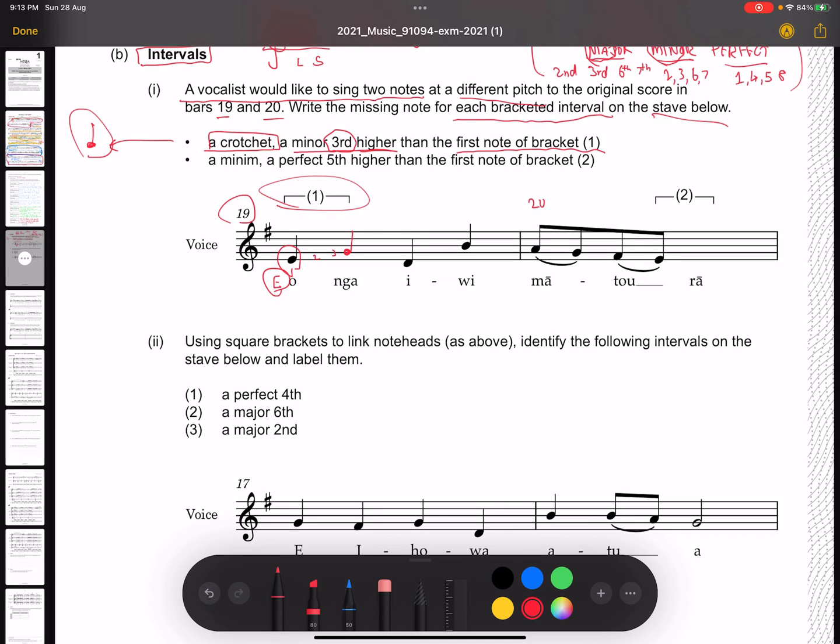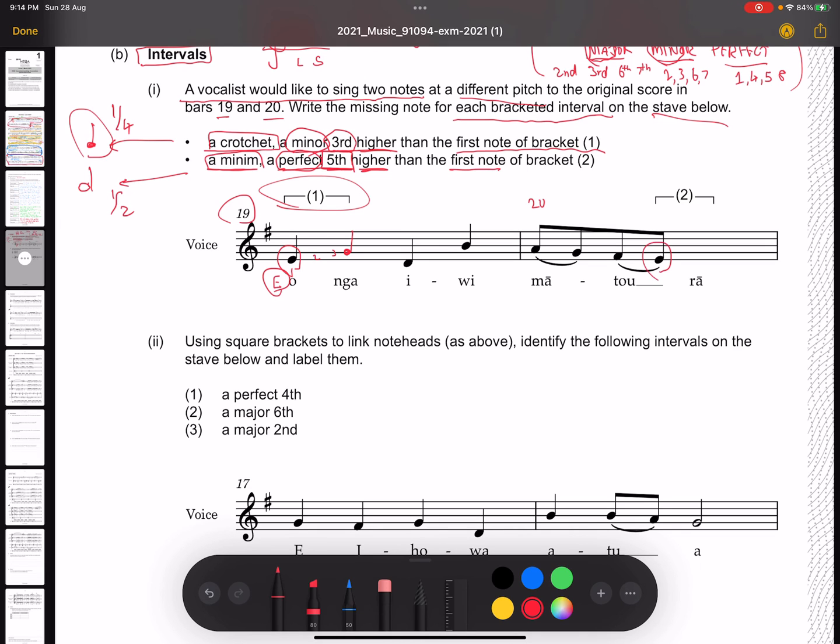Second question, we have to use a minim, which is what we call a half note. So this is a quarter note, this is a half note. And we have to put this up a fifth higher. We will come back to these later. But it's a fifth higher than the first note of bracket 2.